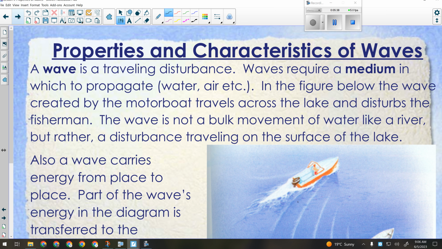A wave is not a bulk movement of water like a river. Okay, when a water wave travels through, the water doesn't go with it. Okay, we get this idea because of tidal waves and because we've sat on the shore of the ocean and watched the water come in, or so we think. Okay, it seems like the water is moving. Well, the water's not moving forward and backward. The water is moving up and down.